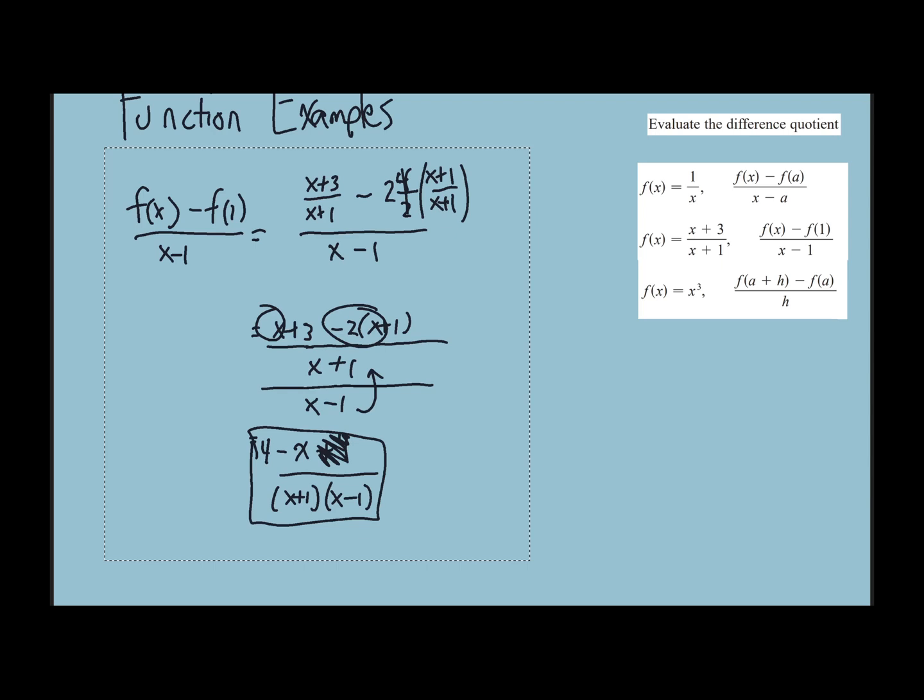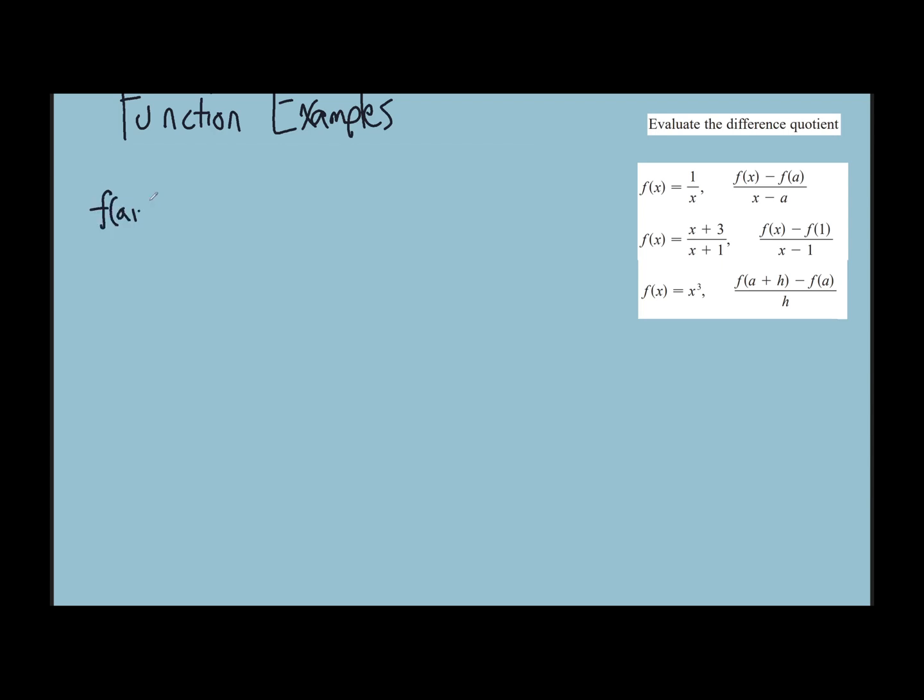F of a plus h minus f of a. Come on, f. There's an f. That's terrible looking. Come on back. F, where's the h? The screen isn't responding, I guess. Minus f of a over h of x cubed.